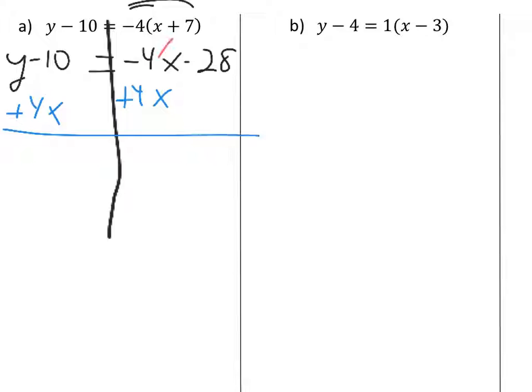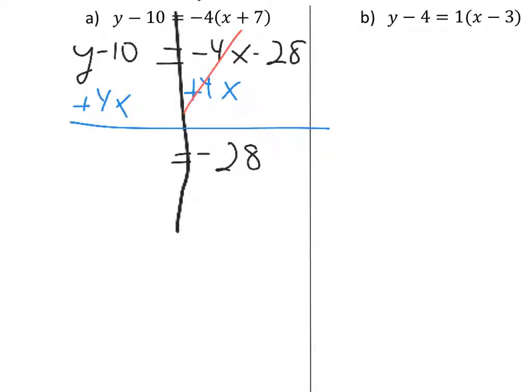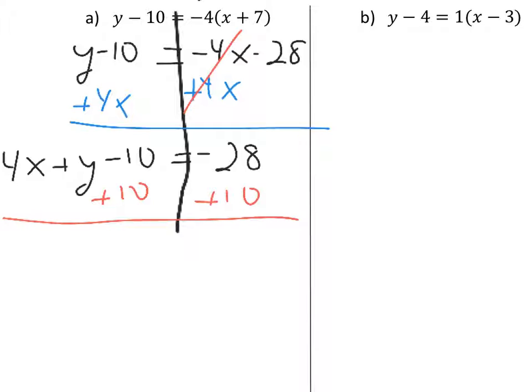Negative 4x plus 4x cancels. On the left side, I'm left with only minus 28. On the right side, I have 4x. Because there are no like terms there, I cannot add them to anything else. So I just have 4x plus y minus 10. I would be finished, except for there's still this 10 that should be a constant on the other side. So I get 4x plus y equals negative 18.